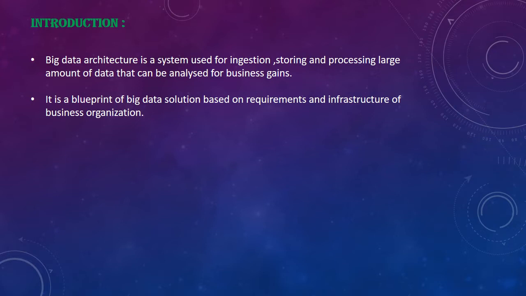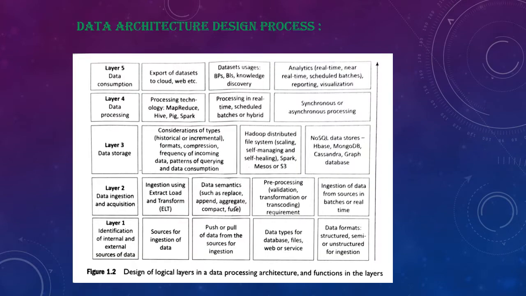Now let us understand how this data architecture design works. This is what the data architecture design diagram looks like. Here we have 5 layers: layer 1, layer 2, layer 3, layer 4, layer 5, and each layer has corresponding functions. Now let us see one by one how it works.